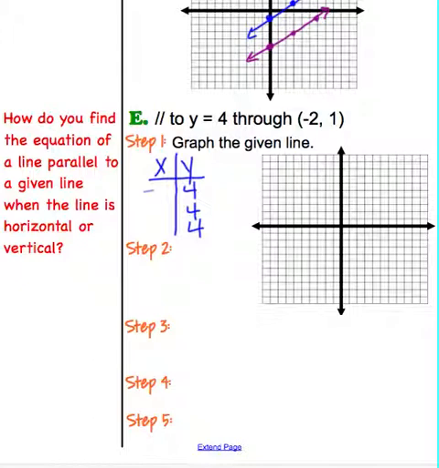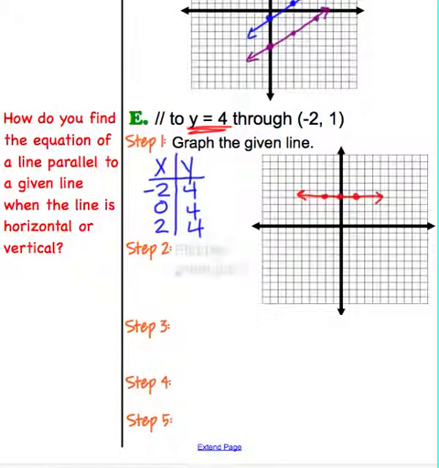So I'm going to pick -2, 0, and 2 just to get them nice and spaced out. So when I graph this, I have -2, 4, 0, 4, and 2, 4. And I knew that this was going to be a horizontal line because it says y equals. And we know that y equals is going to be a horizontal line with a 0 slope.